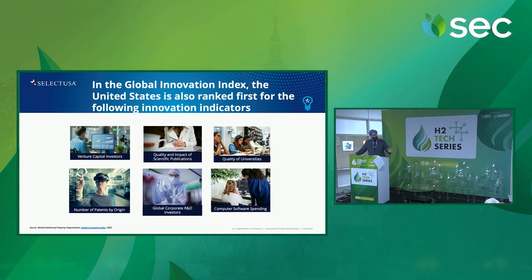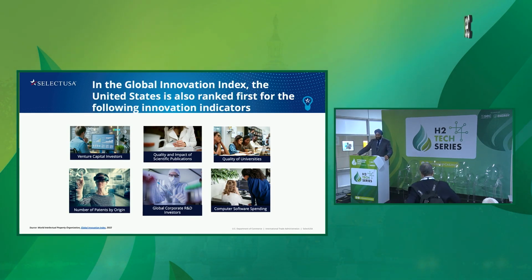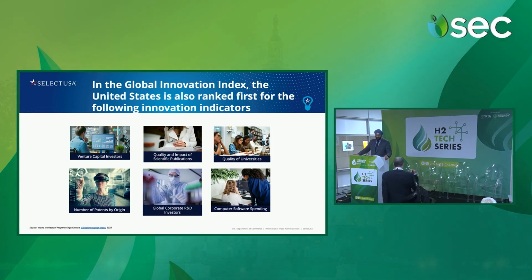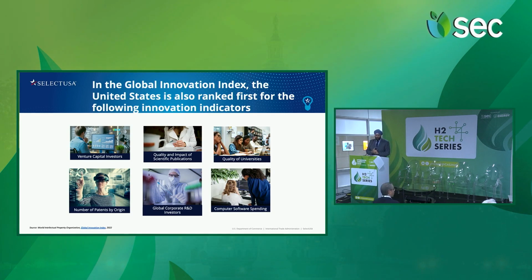So what's great about a stable legal system is that it also encourages innovation. In the Global Innovation Index 2021, the U.S. ranked first for the following innovation indicators. As you can see, venture capital, the quality of scientific publications, the quality of universities, the number of patents by origin, the global corporate R&D investors, as well as computer software spending.